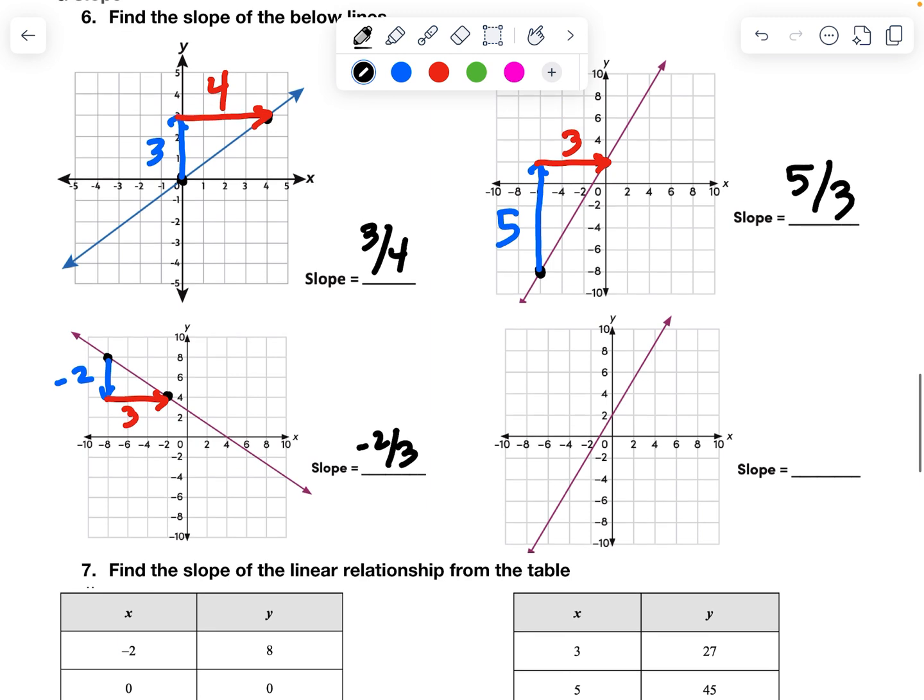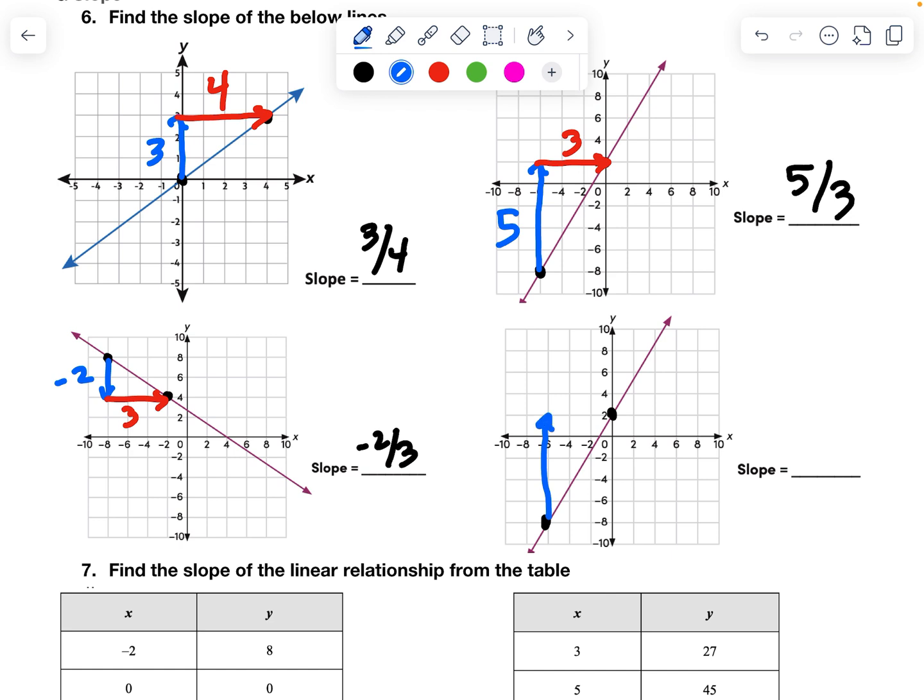All right, my final one. Ooh, look at the scale on this one. Not going up by 1s, going up by 2s. So there's a good ordered pair there and a good ordered pair here. This is actually very similar to the line above it, but the scale's changed, and that's on purpose.